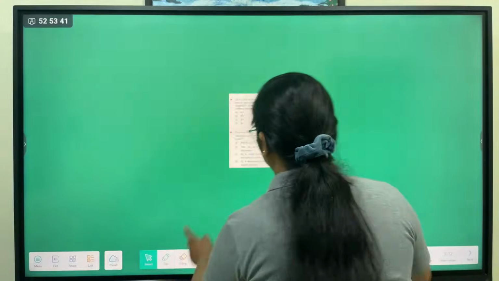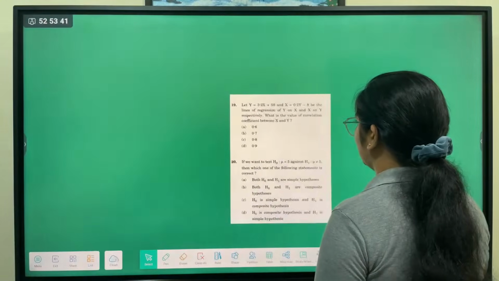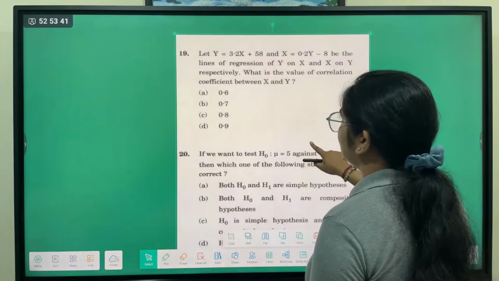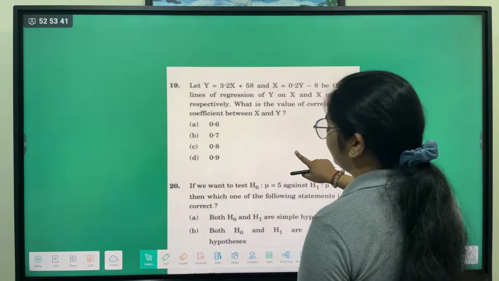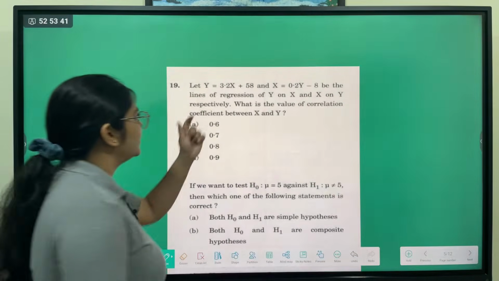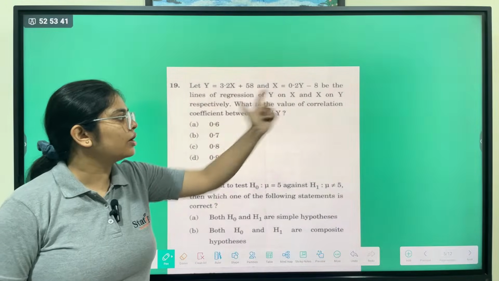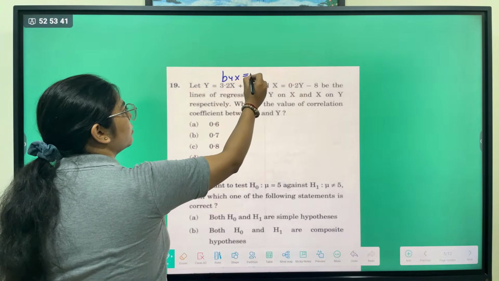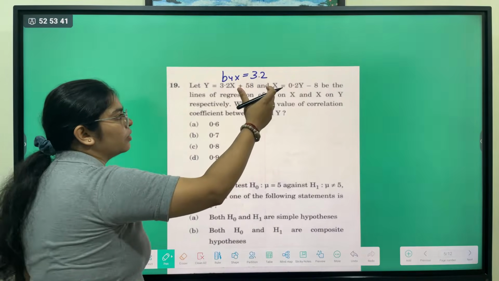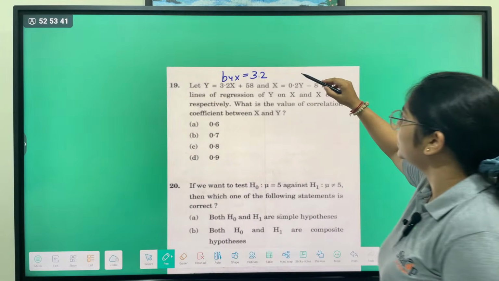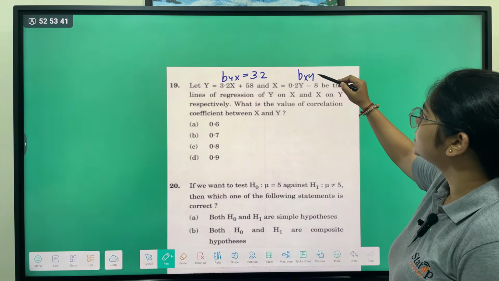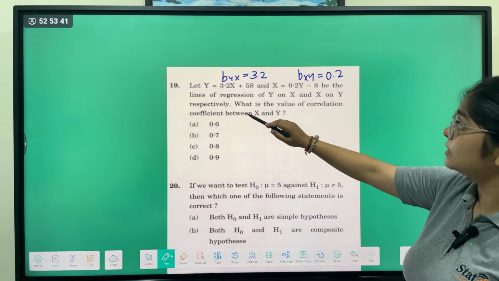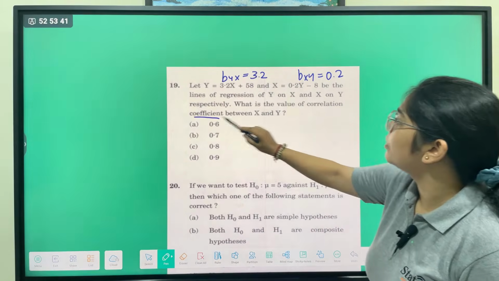Now, considering the questions regarding statistical methods and hypothesis testing, we have two important questions here. Let us consider them. We have been given regression equations y on x and x on y. From here we can write beta yx is equal to 3.2 and beta xy is equal to 0.2. We have calculated this here, and what have they asked? What is the value of the correlation coefficient?